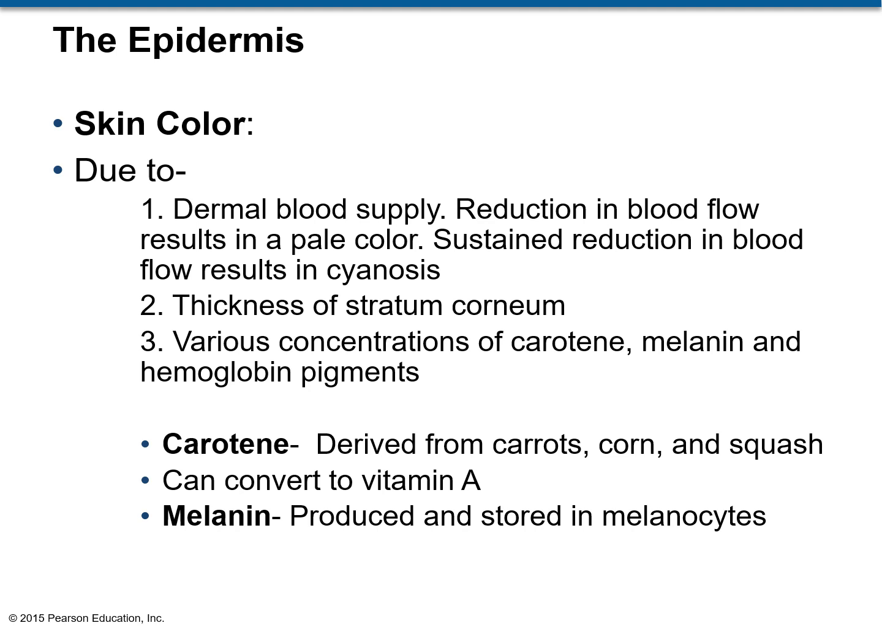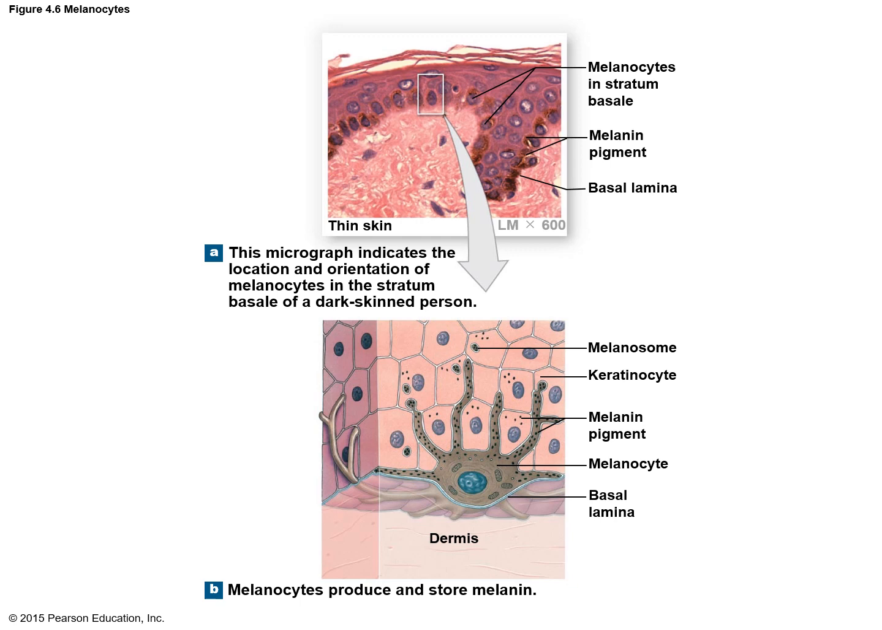If you have a reduced blood flow, it produces a pale color. Also, the thickness of the stratum corneum produces different hues of skin color. This figure shows melanocytes producing melanin in stratum basal.